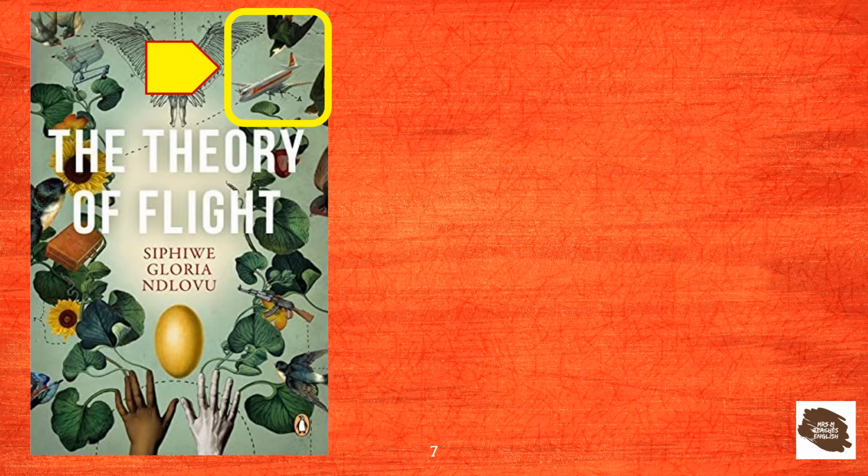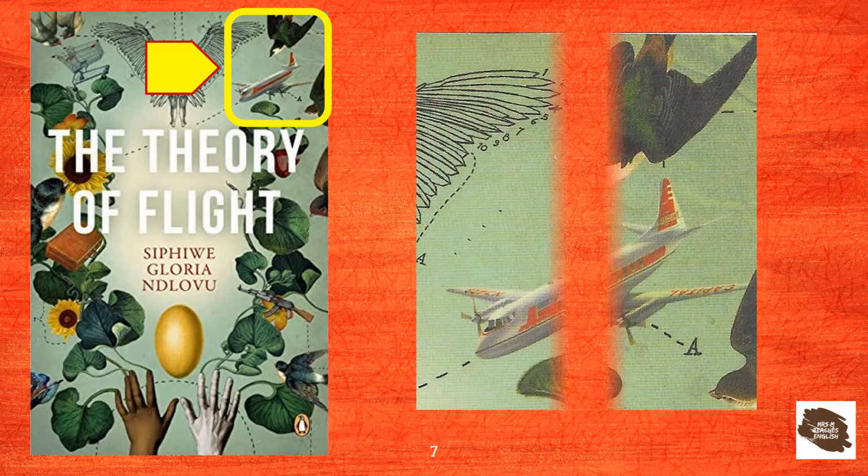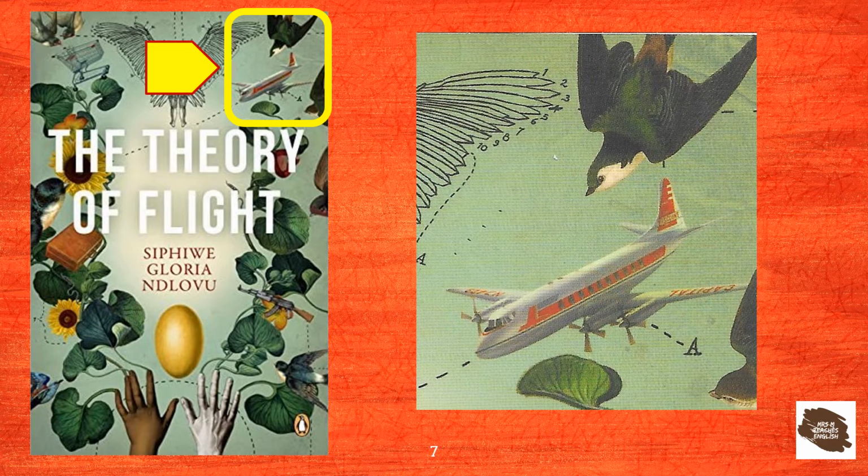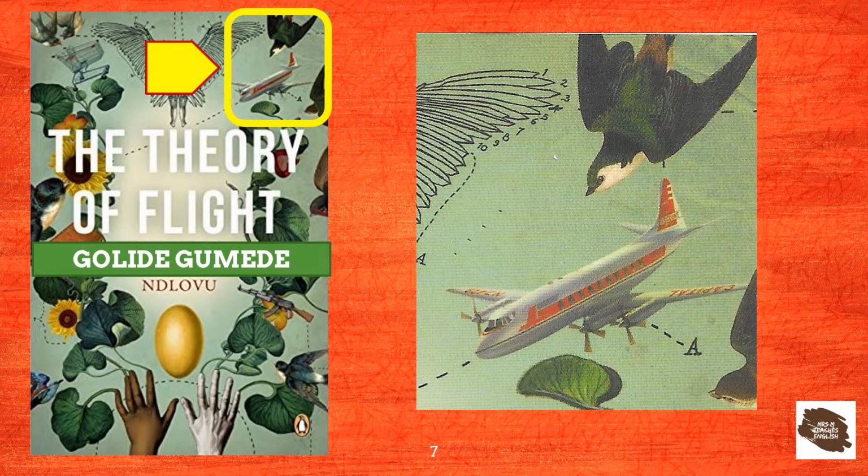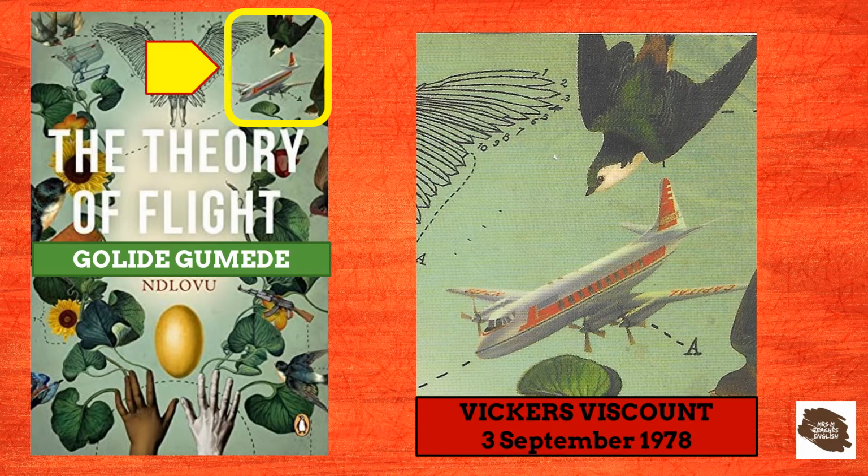In the top right-hand corner of the cover, you'll see a Viscount aeroplane and a swallow, the migratory bird. Now, the novel opens with a real-life event, when Gulidi Gumede shoots down a Vickers Viscount aeroplane on the 3rd of September 1978. As you can see, the symbolism of flight and flying is clearly depicted.